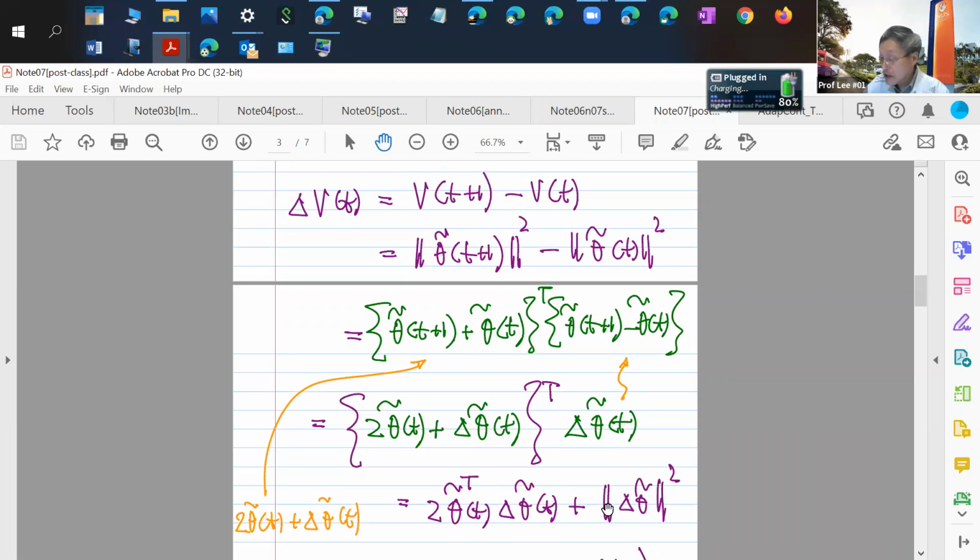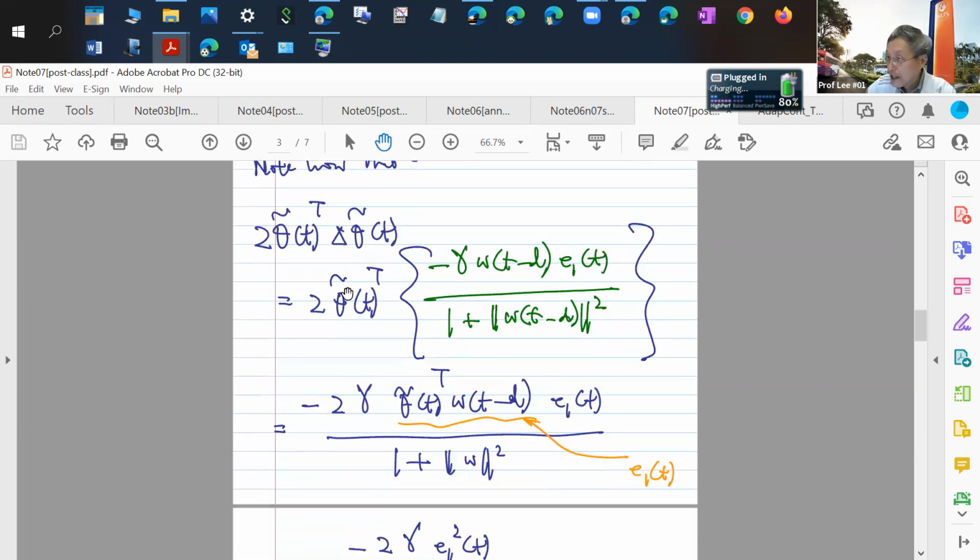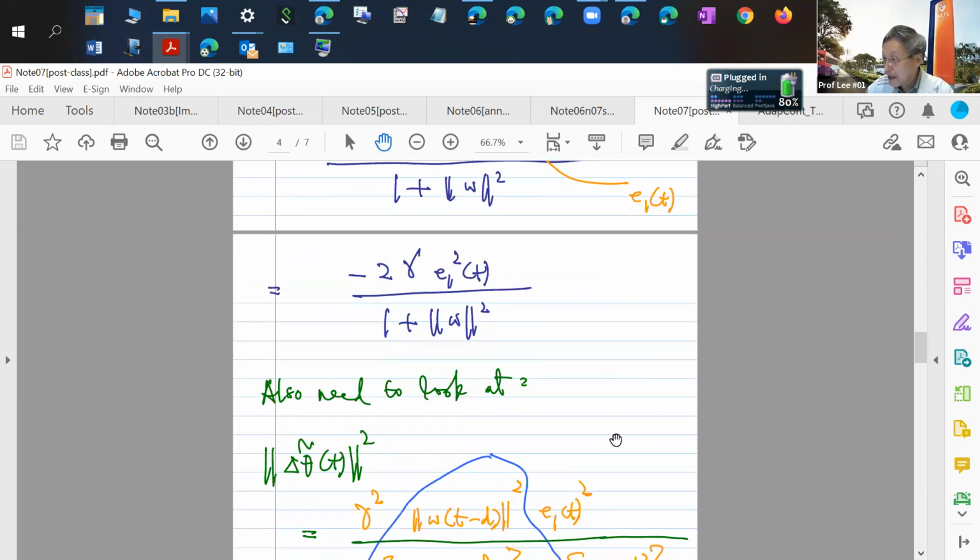So this second order term never comes up because this second order term is negligible. But in discrete time, because it's step by step, this second order term is not negligible. So you've got to take that into account. That's why we have to handle that carefully.